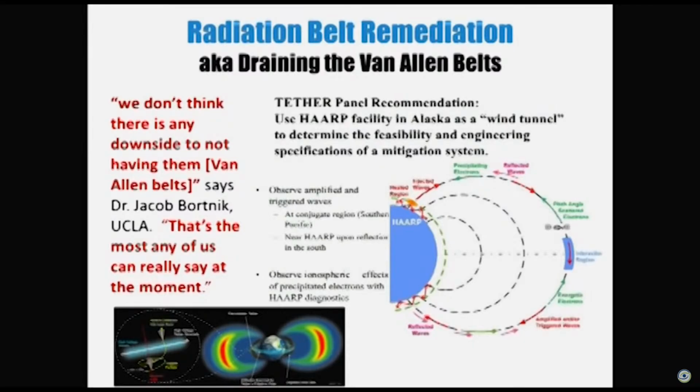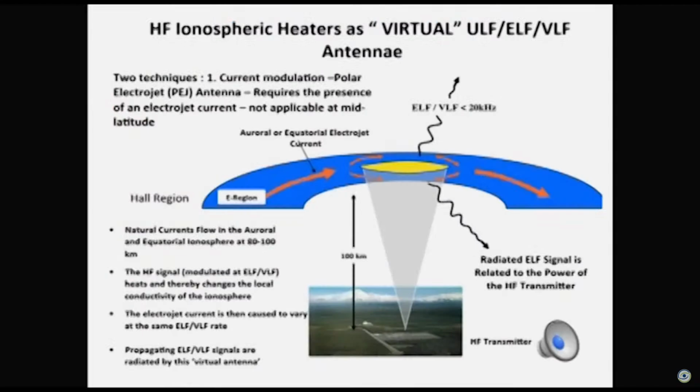The problem with that, Jacob Bortnick says, we want to get rid of the Van Allen belts. I don't even see why we have them. So you've got these sick guys modifying the ionosphere. They use it for all kinds of things. The big one, though, that gets the most arguing online is called ELF waves. And ELF waves can entrain in your brain and affect your brain. The Russian Duma said that we are creating a mind control weapon. And they create a virtual antenna in the sky by pumping electricity into something called the electrojet. This is called polar electrojet heating.